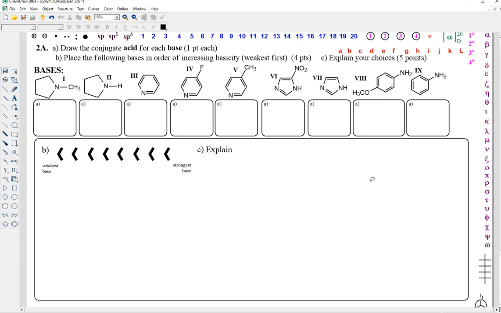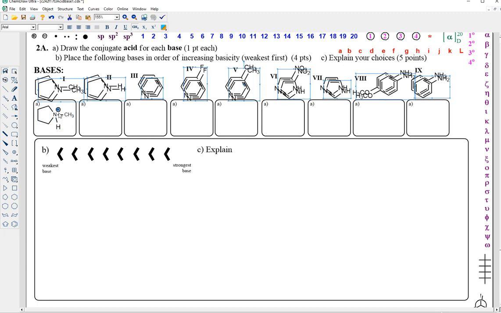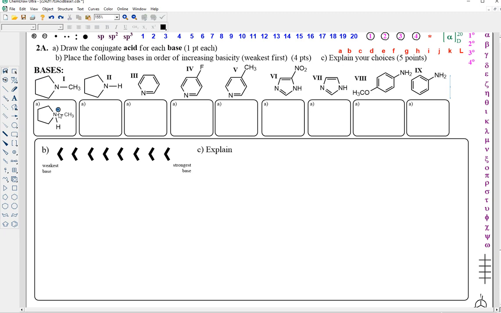In this exam question, we are asked to draw the conjugate acid for each base, and then place the following bases in order of increasing basicity, weakest base being first, and we're going to explain our choices for putting them in order. First conjugate acid has the extra proton on the nitrogen. Nitrogen develops a plus charge. Second one, similarly, nitrogen develops a plus charge.